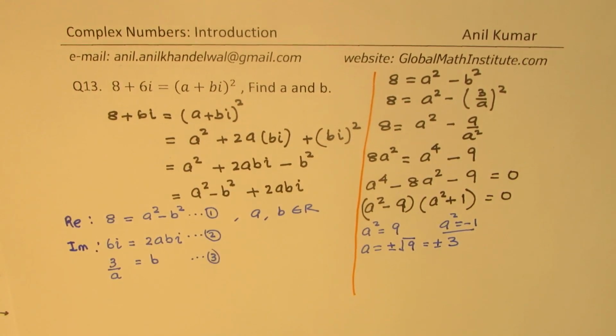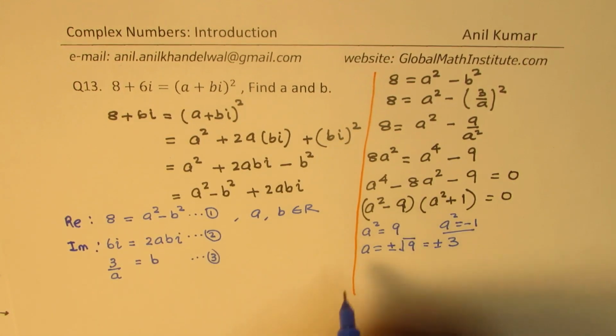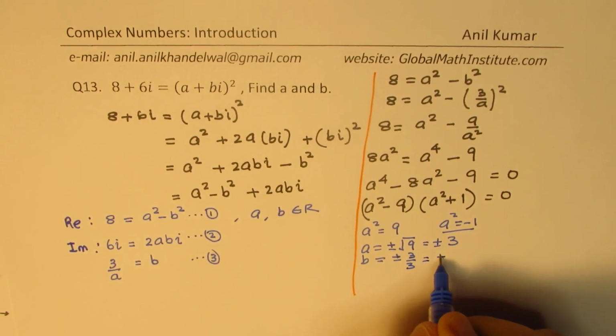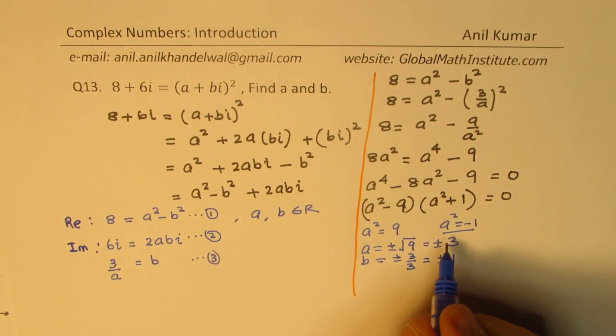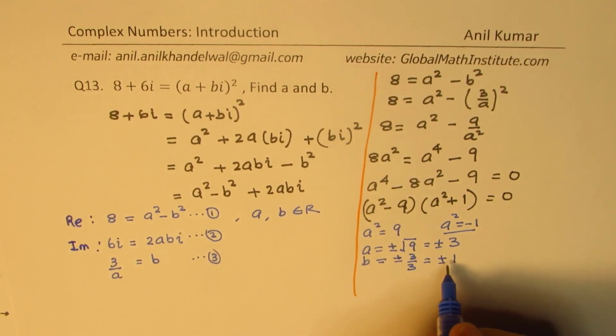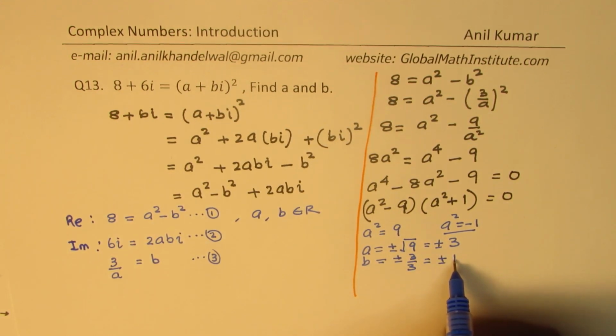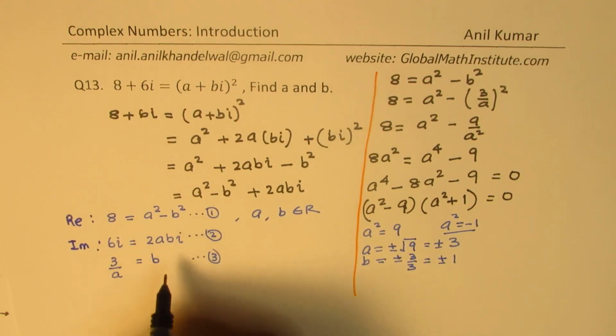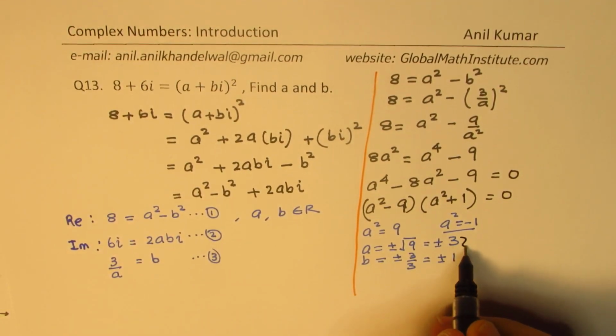So we have the value of a as plus minus 3, and the value of b is 3 over a, right? So from here we get the value of b as plus minus 3 over 3, which is plus minus 1, correct? So we get the value for b as well as for a. If a is plus 3, b we got plus 1, right? So both positive or both negative. So those are the two solutions, correct?